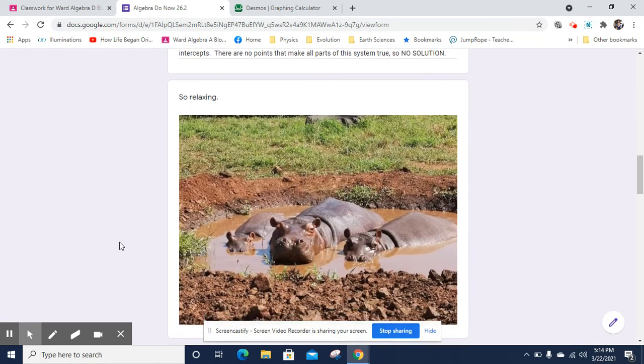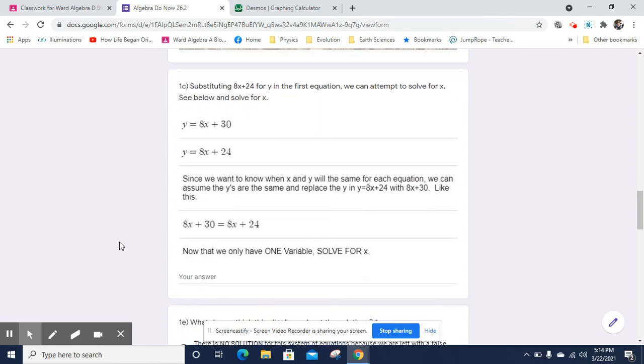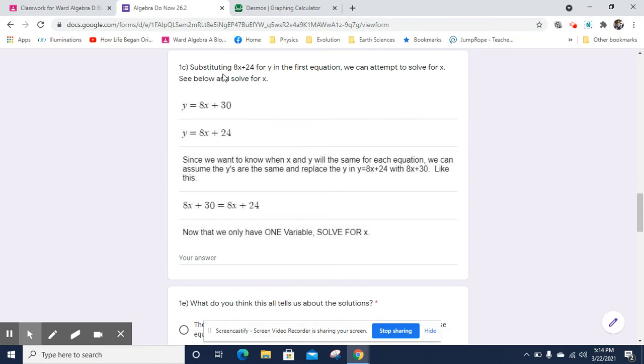Okay, let's take a look one more time, enjoying that relaxing mud hole. And here we're going to take a different approach to this. We substitute 8x plus 24 for this y, and y equals 8x plus 30. Since we want to know when x and y will be the same in each equation, we can assume the y's are the same, and we can replace y in y equals 8x plus 24 with 8x plus 30. I said that backwards earlier, but it doesn't matter which way it goes. 8x plus 30 can equal 8x plus 24.